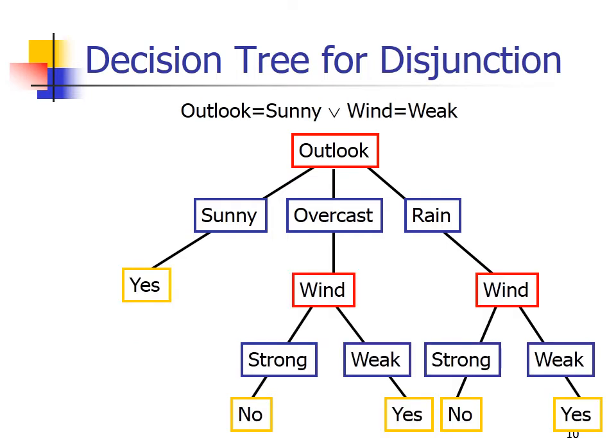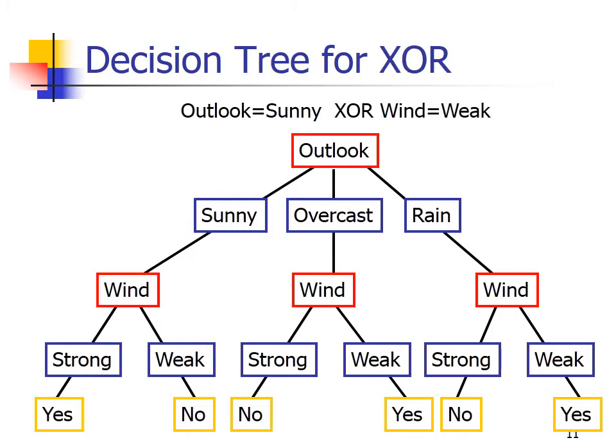Outlook is equal to sunny or wind is equal to weak. The complete expression in this case is something like this. Outlook is equal to sunny, or outlook is equal to overcast and wind is equal to weak, or outlook is equal to rain and wind is equal to weak. Okay? This is an XOR expression. Sunny and wind is equal to weak.